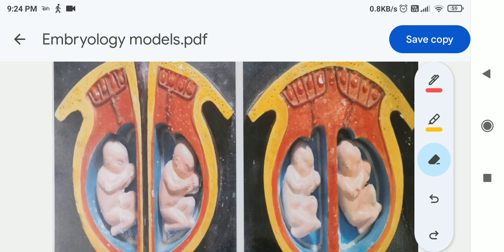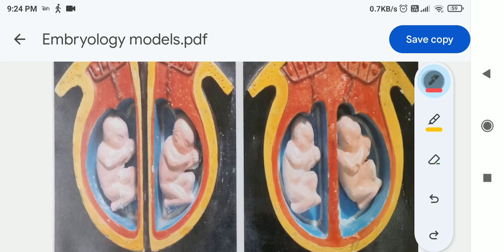This embryology model is beautifully visible. Twins are there. So these twins, as we can see, there are two separate sacs for the twins, isn't it? Two separate sacs for the twins are there. So there are two amniotic cavities. That only shows this is a dizygotic twin.